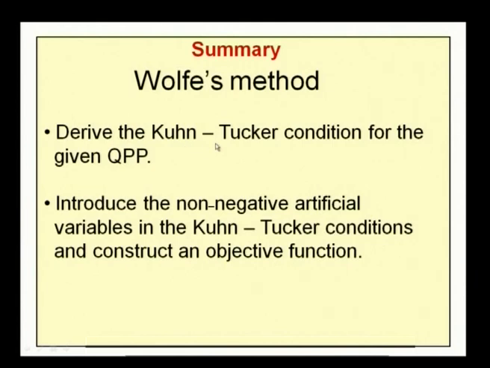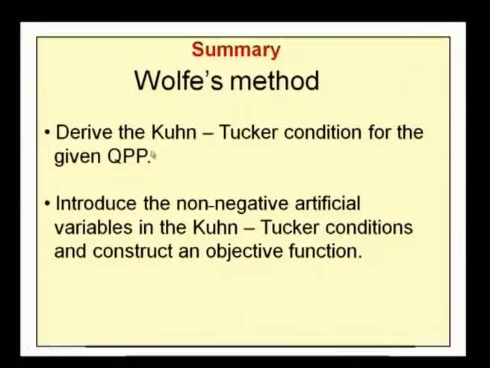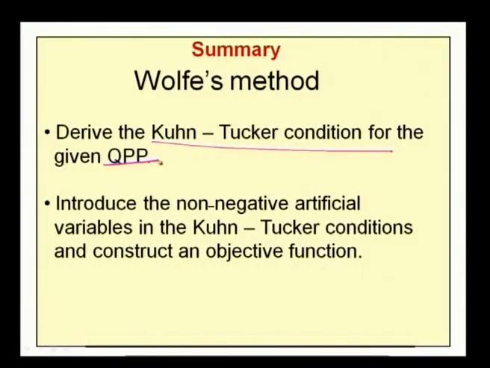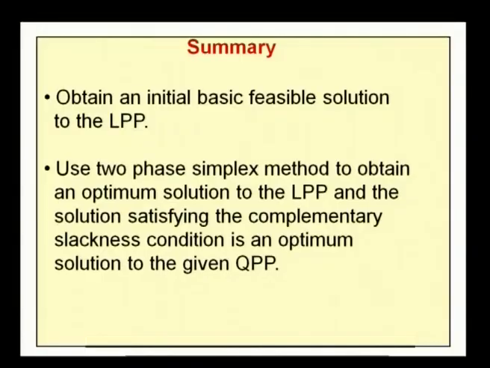Let me sum up Wolfe's algorithm. The first step of Wolfe's algorithm is, for the given quadratic programming problem, derive the Kuhn-Tucker conditions. The next step is to introduce non-negative artificial variables in the Kuhn-Tucker conditions and construct a new objective function. Obtain an initial basic feasible solution to the given LPP is our third step of Wolfe's algorithm.